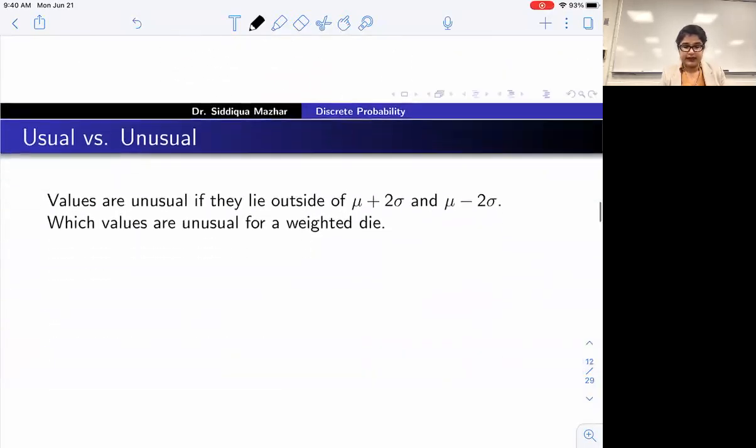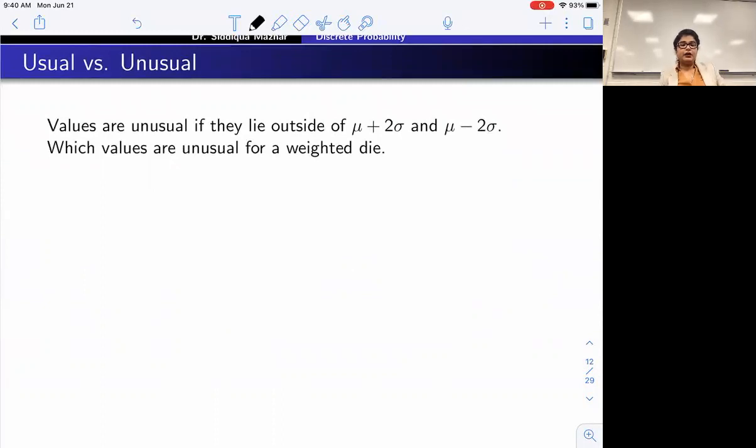This is how you will have to calculate. Now, the point is how you can find, in a given procedure such as a weighted die, which value is usual and which value is unusual. You know the usual and unusual values: anything between minus 2 and plus 2 is usual. Do you remember? That is the z-score. It means a value that is 2 standard deviations away from the mean on the right and 2 standard deviations away from the mean on the left. Any value outside of that is an unusual value.